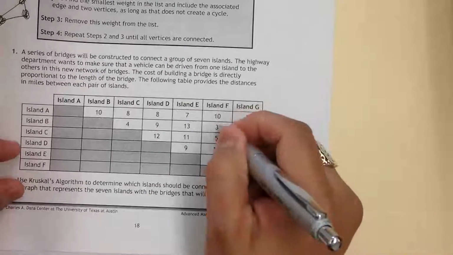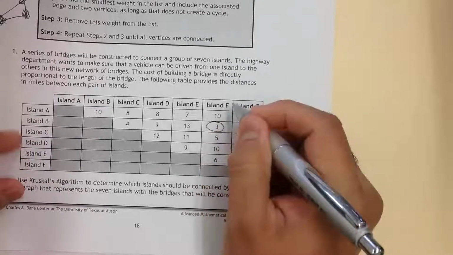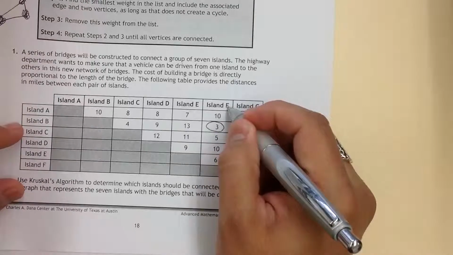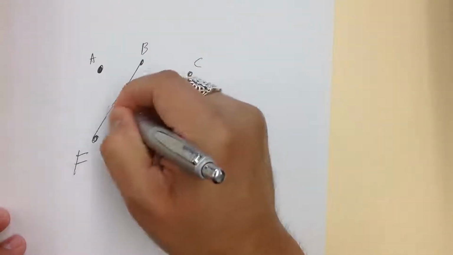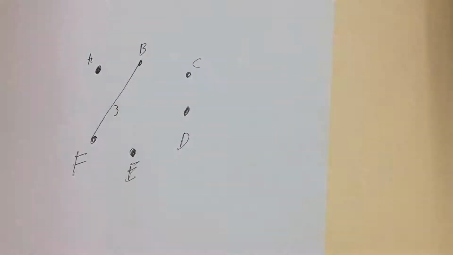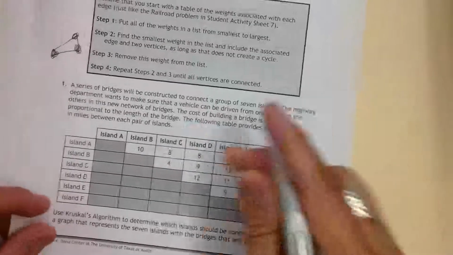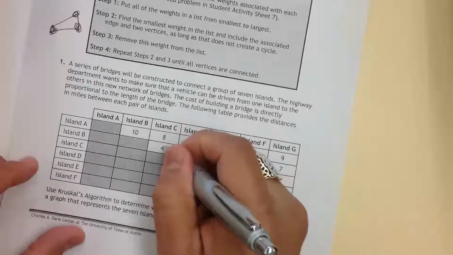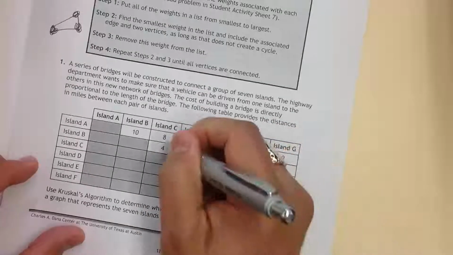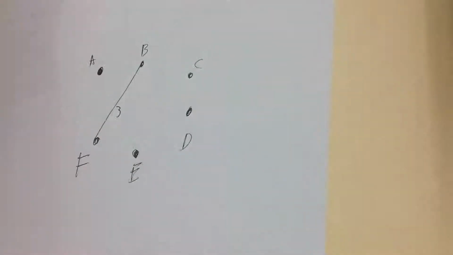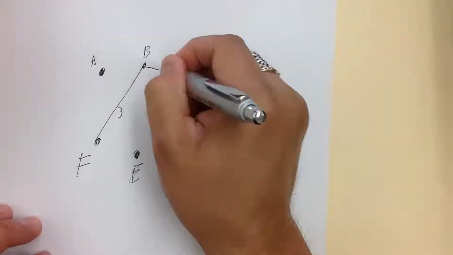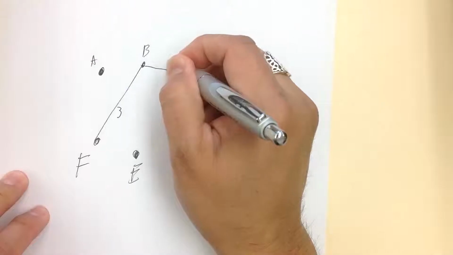So now we have the smallest number, which is 3. That connects island B and F. So B and F are best friends now, and that's a weight of 3. And that didn't create a cycle. It's still a path. It's good. Then we go to the next one, which is 4, which is B and C. So B and C also get connected, and that has a weight of 4.